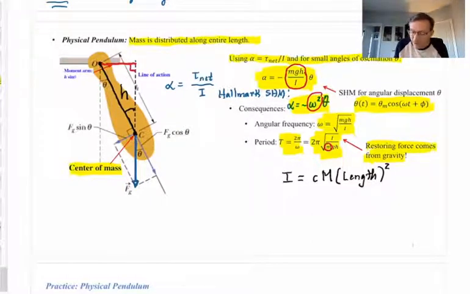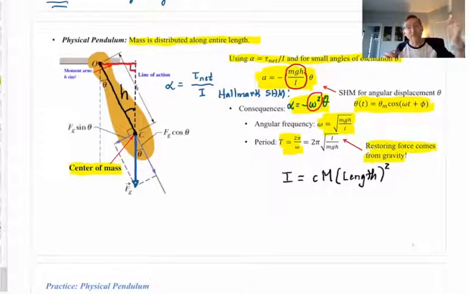And when you put that in for I, up here in the period formula, then there'll be an M upstairs and an M downstairs, and the M's will cancel. So the period of the physical pendulum, like that of the simple pendulum, is actually independent of the pendulum's mass, even if it doesn't look like that with that formula. But the period does depend on the shape of the thing and how far the center of mass is from the axis of rotation.